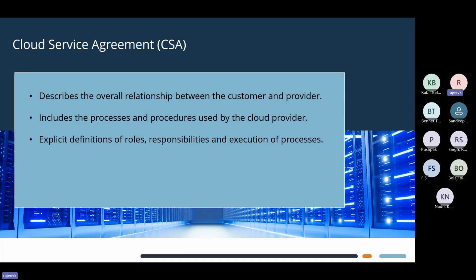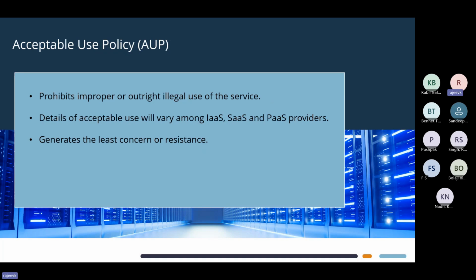Here we need to understand the overall relationship. You need to understand the acceptable use policy. Remember, this acceptable use policy is normally available in their portal. For example, with a virtual machine, there is a possibility that you created one virtual machine, but you're using that virtual machine for attack purposes.